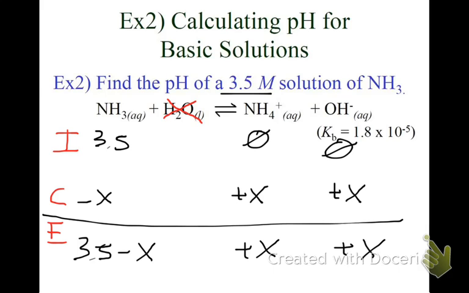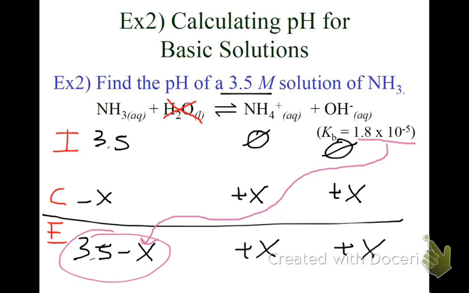So let's take a look at the approximation rule right here with this 3.5 minus X to see if we need to consider in that minus X. So once again, we just take this Kb or Ka, whatever our equilibrium value is, and then plug it in for X just to test it out. So 3.5 minus 1.8 times 10 to the negative fifth gives us 3.49982, which is pretty much 3.5. So really, this minus X right there isn't important. We can leave that out. So we can say the equilibrium value of NH3 is still going to be 3.5 molar. This is a weak base, so it's not going to ionize by very much at all.